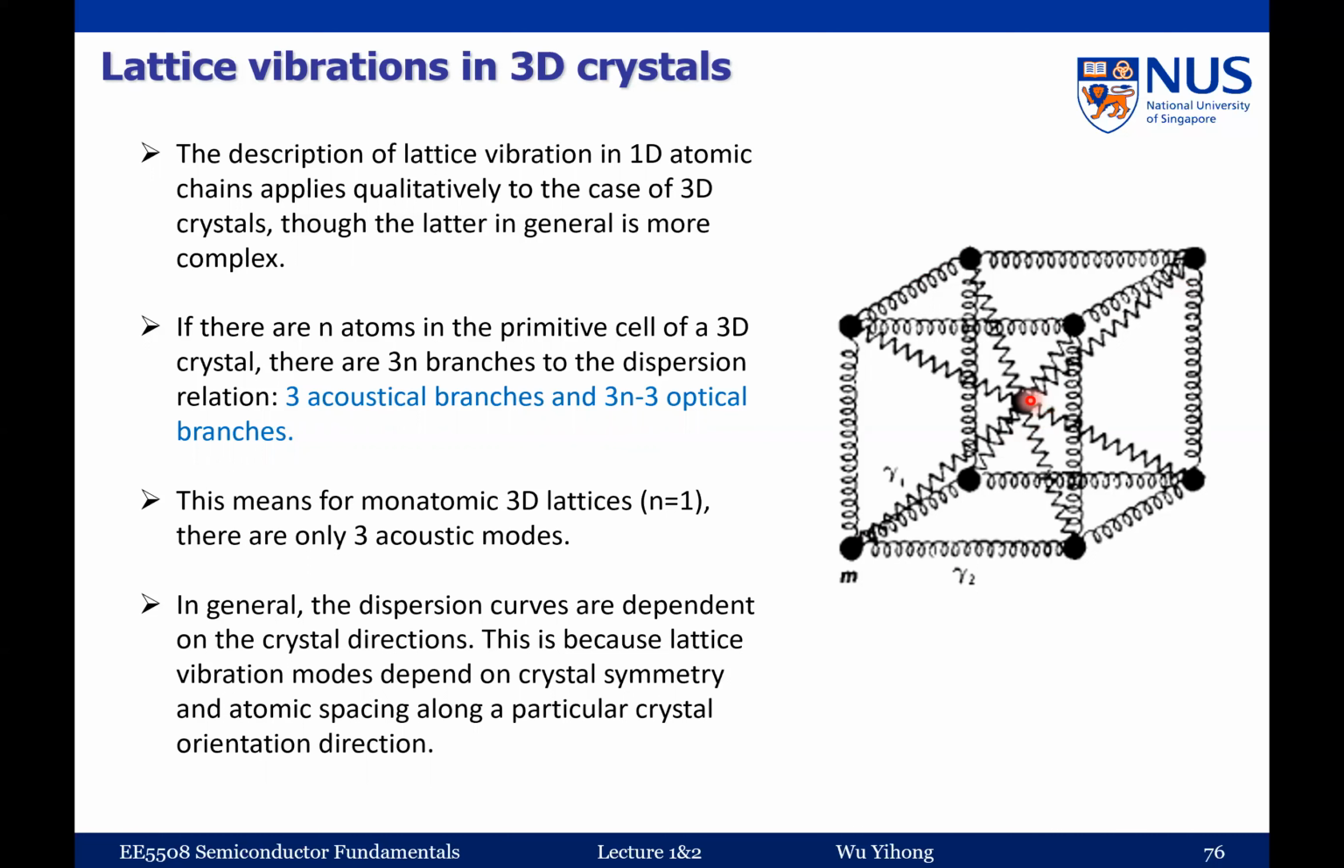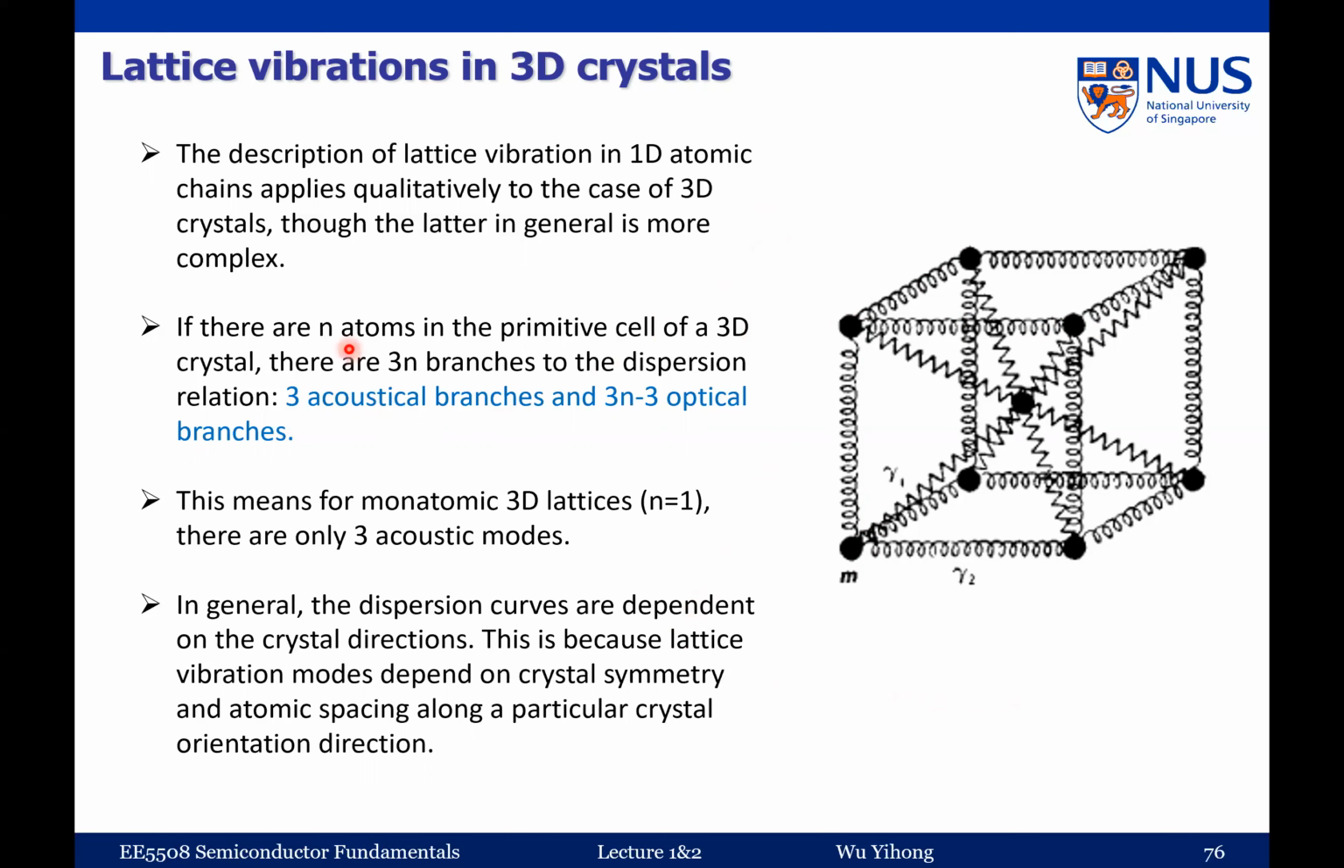And obviously, in different directions, your vibration will be different. For example, if you look at this atom, the vibration in this direction and this direction will be the same, and there is another one on the top, and this one is also the same. However, the vibration in this direction will be different. Why? Because this atomic spacing is different from this one, or this one. So that's the reason why in different directions you will see different dispersion curves, right?